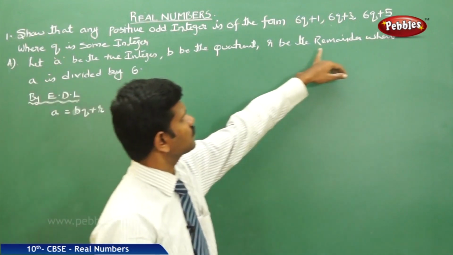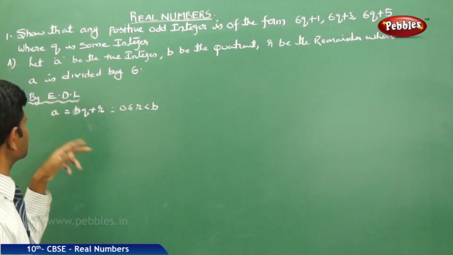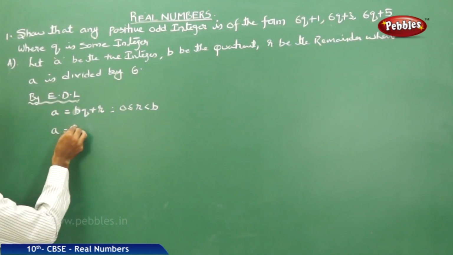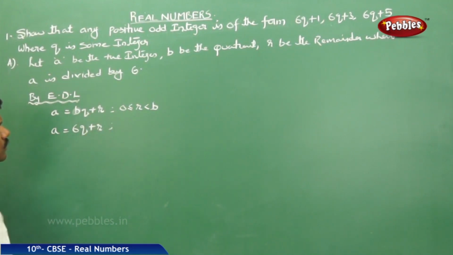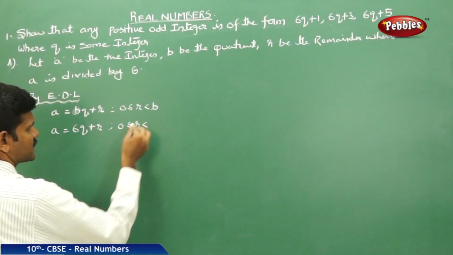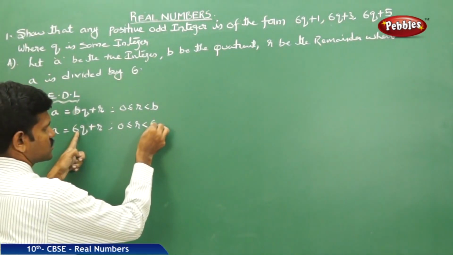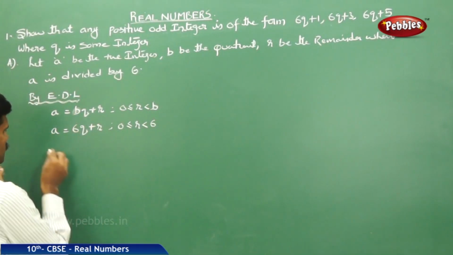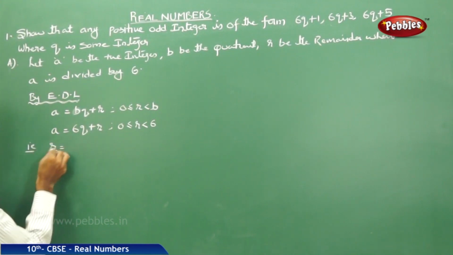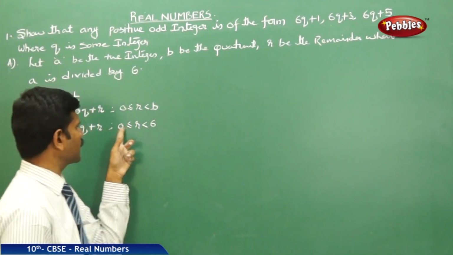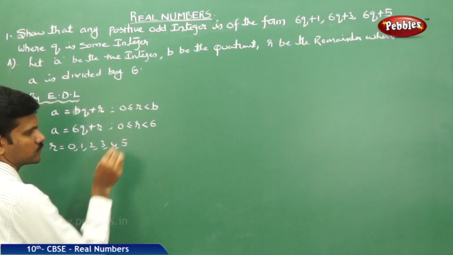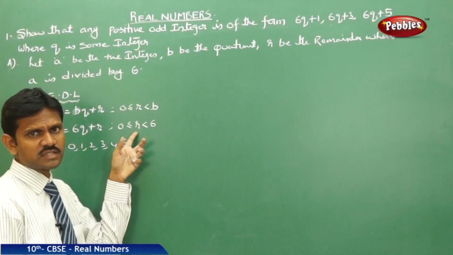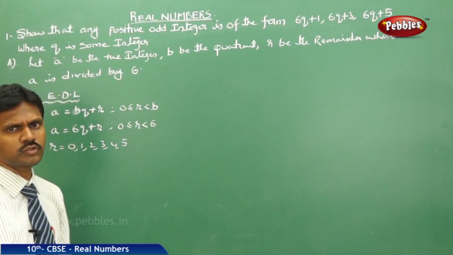Here I told that when A is divided by 6, next step A is equal to 6q plus R, that is 0 less than or equal to R less than, in place of B what number is there? 6 is there. That is, your R values are: R is less than 6 and greater than or equal to 0, that is 0, 1, 2, 3, 4, 5. Why? Because your R value is less than 6. That means less than 6, you can consider only up to the number 5.